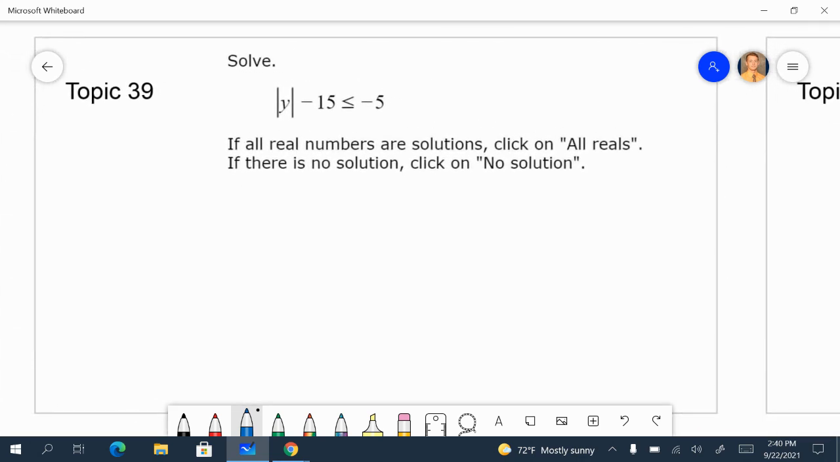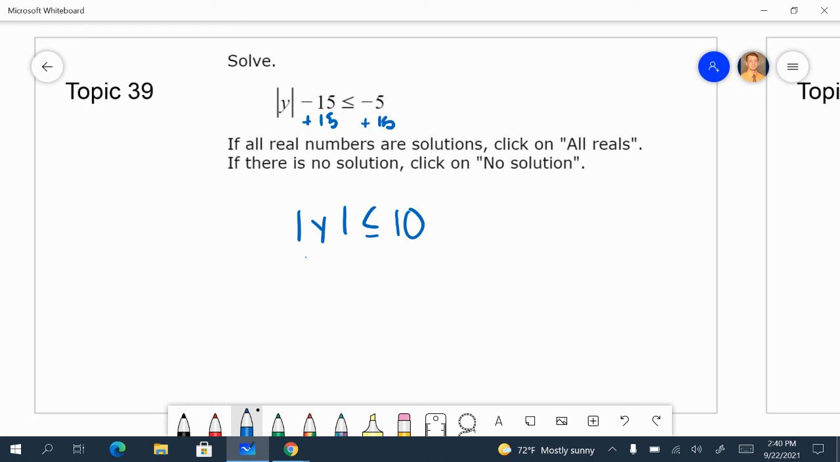This one, it just says we need to solve. So that's all we're doing here. We're solving, so we should add 15 to both sides first. So we'll get the absolute value of y is less than or equal to 10.